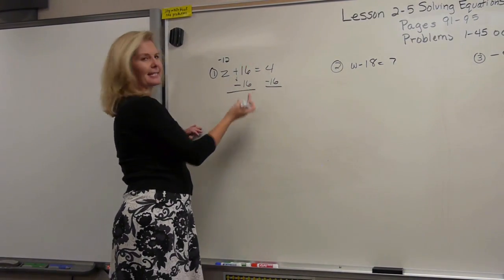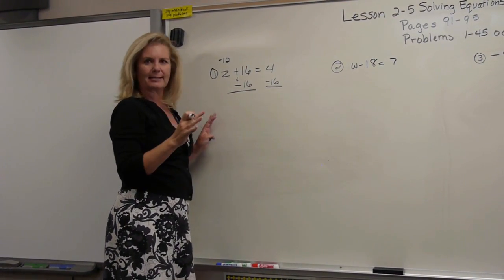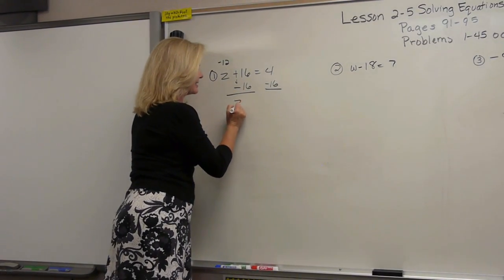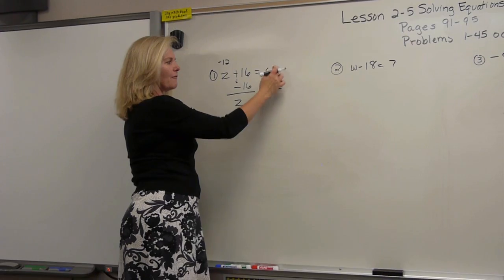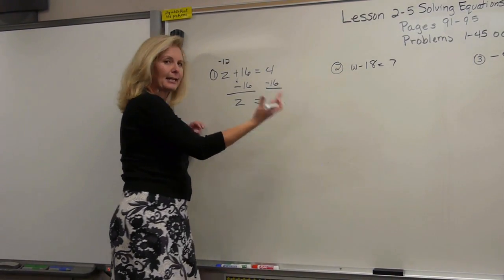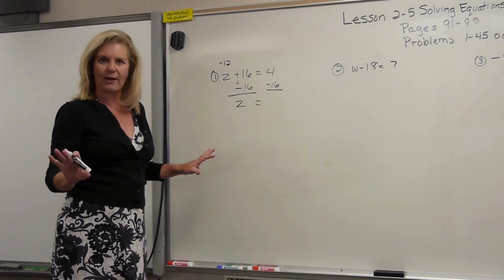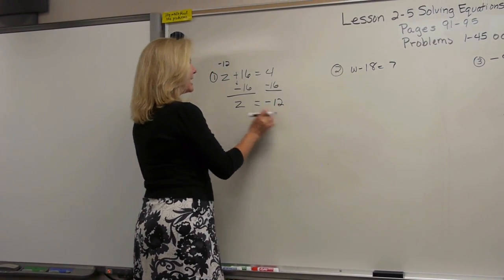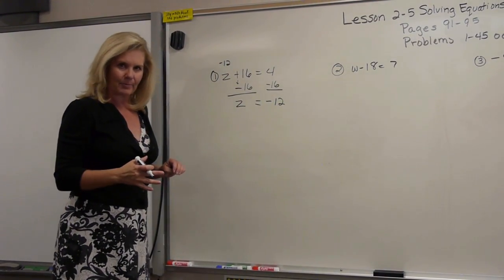Well, when I had 16 things and I took 16 things away, they're gone. But what's still left on that side is this z. And when I have 4 and I subtract 16, I'm going to go into my negative numbers, which is fine. We should be expecting that. I get my answer of negative 12. It's what I thought was going to happen.